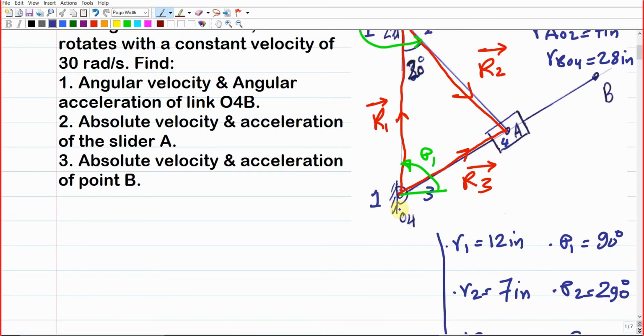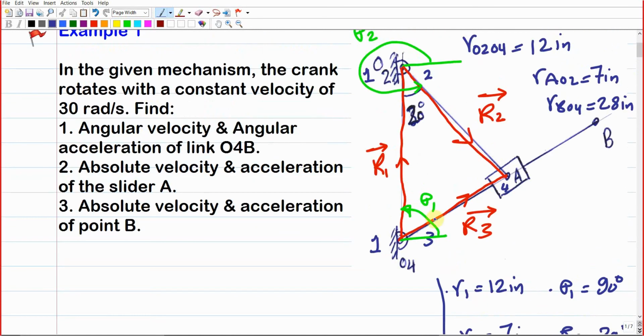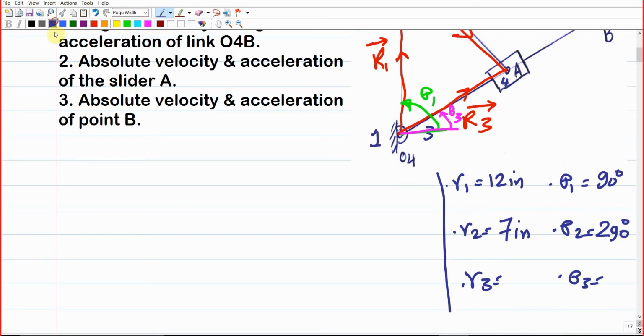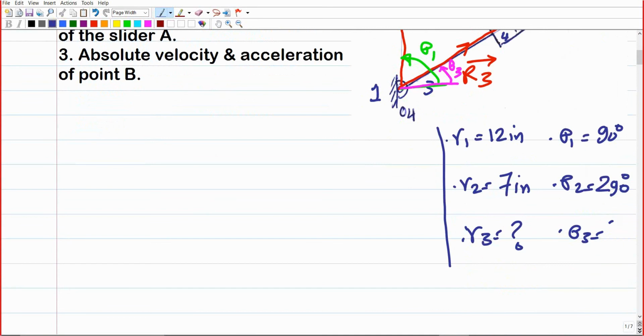And R3 should be the distance from O4 to A, and definitely this distance normally will not be given because we don't know exactly the location of the slider with respect to either point B or point O4. So it means that R3 is unknown, and as you can see theta 3 will be unknown as well, because I'm working over R3. If you draw a line to the right, go counterclockwise, this should be the theta 3 angle. So as you can see, we have two unknowns. Go ahead.